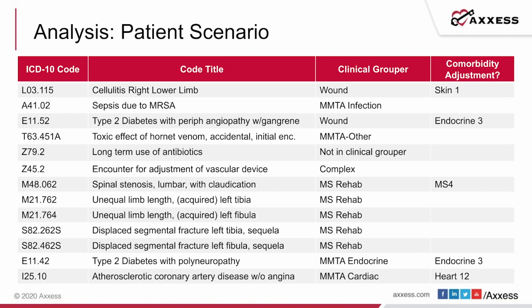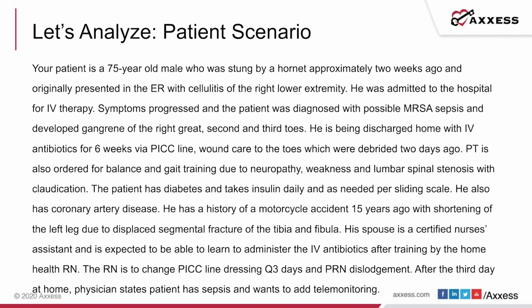Then we have an encounter for adjustment of vascular device. It's a complex nursing in that case, Z45.2, and it neither has a comorbidity adjustment. Then we're going to get into those other underlying problems, because we saw in the scenario, and I'm going to back up and let you see it, that he's also ordered PT for balance and gait training due to neuropathy, weakness, and lumbar spinal stenosis.